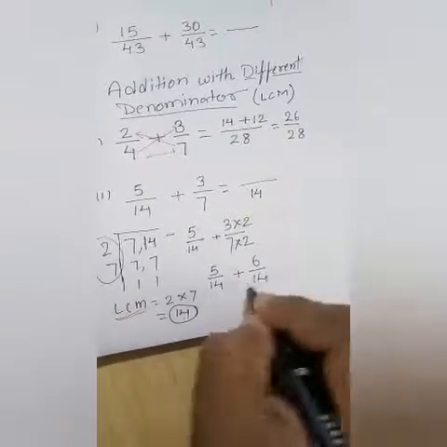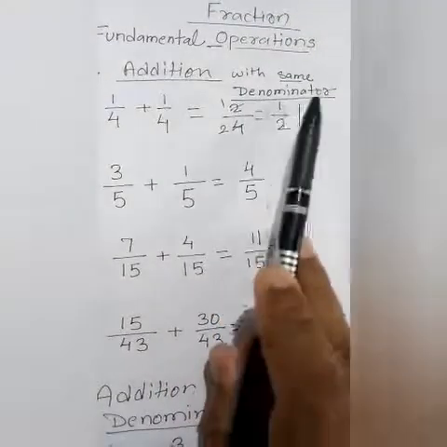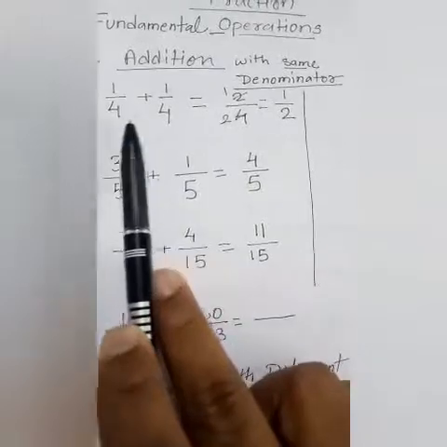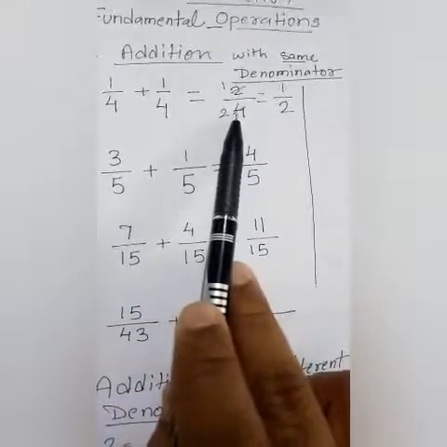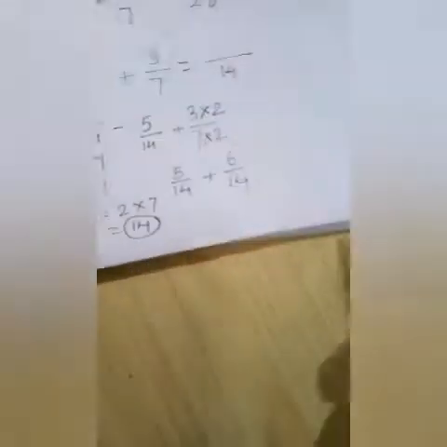As your denominator becomes the same, we have learned already, if you have the same denominator, you don't have to add the denominator. You have to just write the denominator as it is and add the numerator. It's the same thing here.